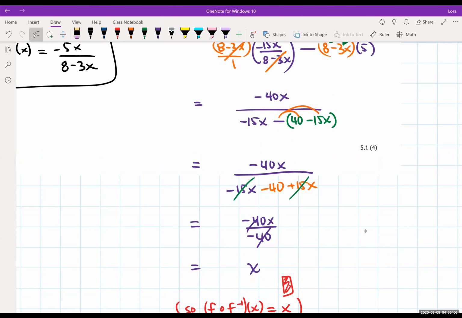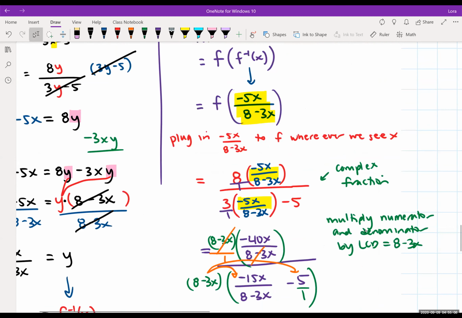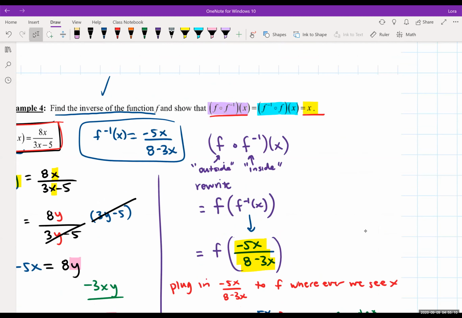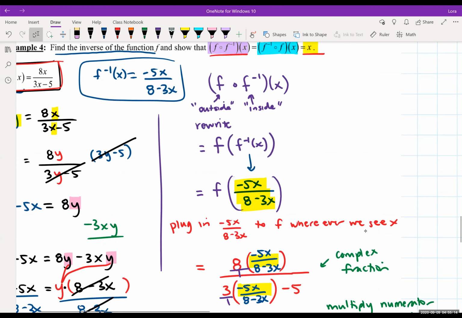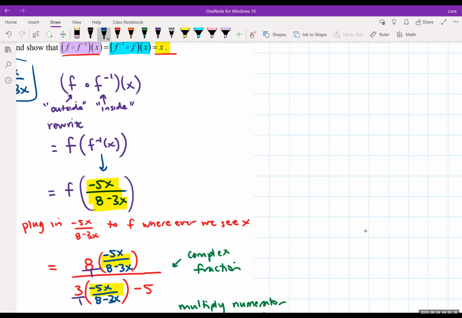Now, we took care of the purple part. We need to take care of the teal part. We got to go backwards and show this. So a little exercise there with the algebra. Pretty much the same thing. We're just kind of using this backwards. So I'm going to look at the teal part. f inverse of f of x.